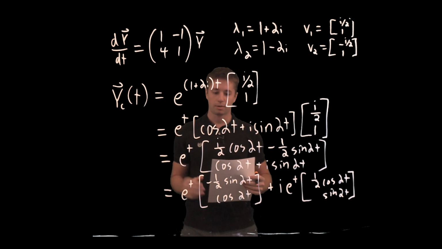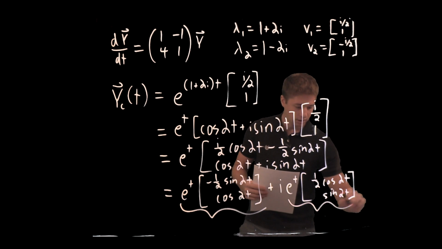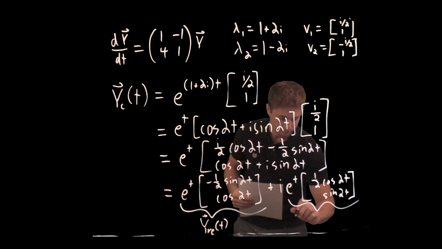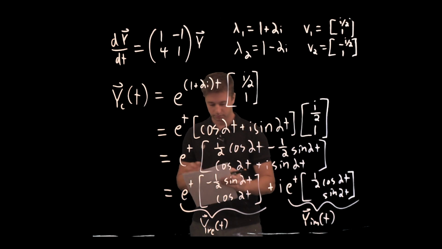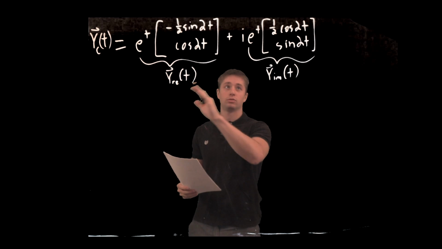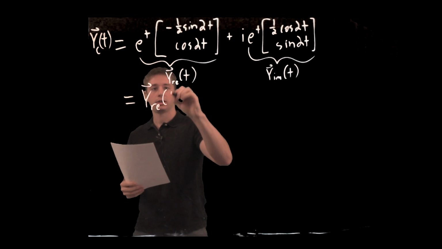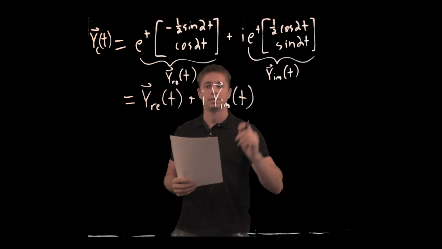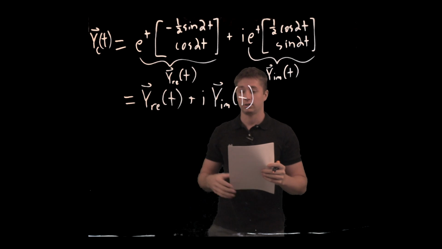So here we have our single complex solution, and we've separated it out into a real solution plus i times an imaginary solution. So we've separated out our complex solution into real and imaginary parts. So we can write the complex solution as y real of t plus i times y imaginary of t, where these turn out to be both real valued solutions to the original system.